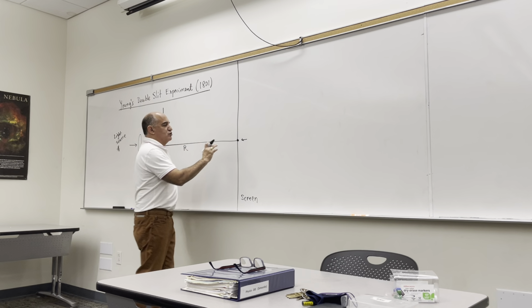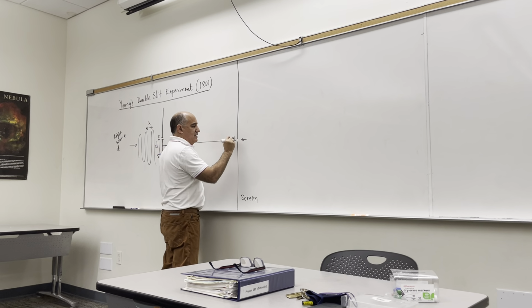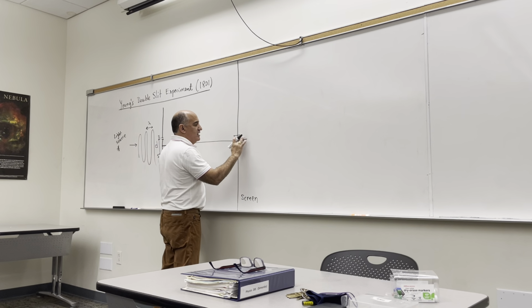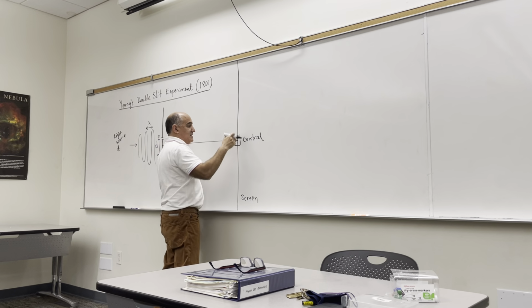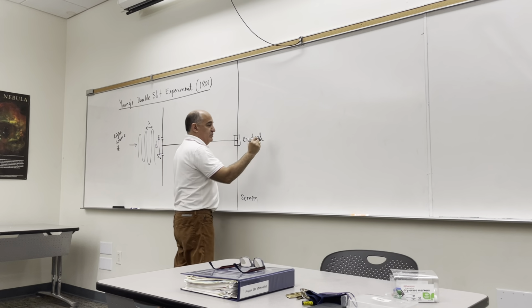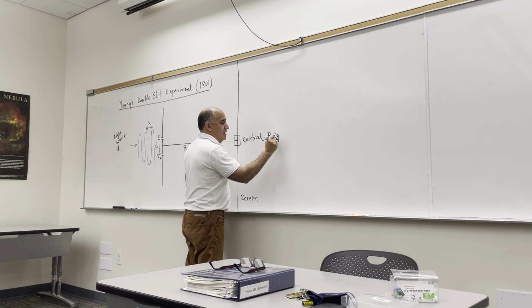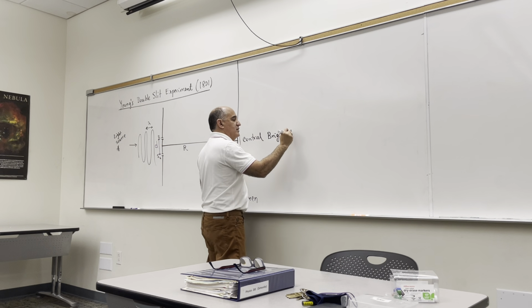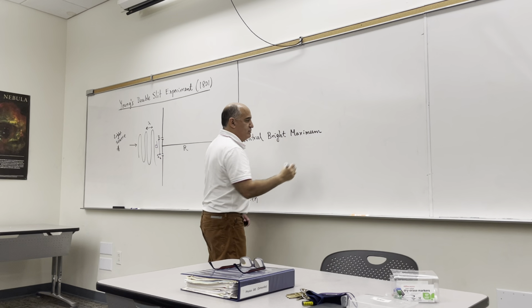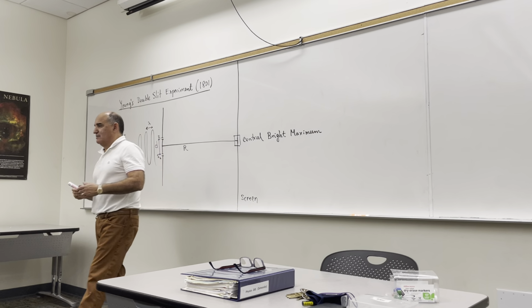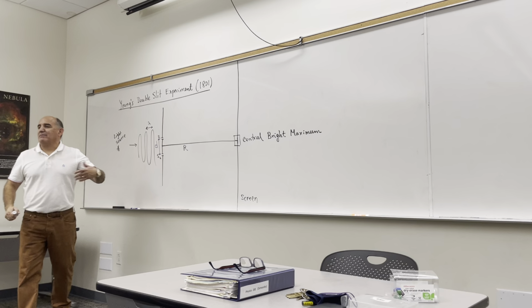And I'm gonna label the bright spots like this. I'm gonna draw like a rectangle. So this is called the central, because it's at the center, right? From symmetry here, it's bright. And people call it also maximum. Actually, the word maximum is redundant, because if it's bright, it's a maximum. But it's called the center bright maximum.